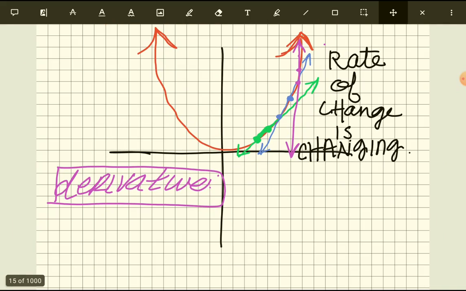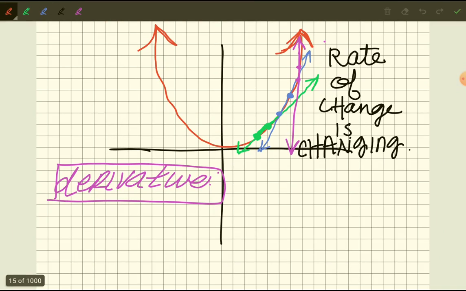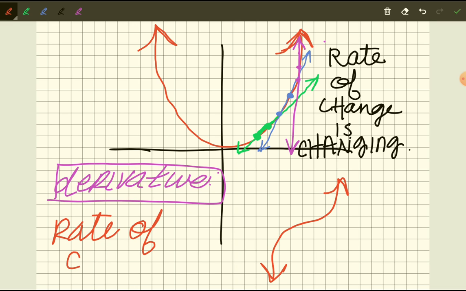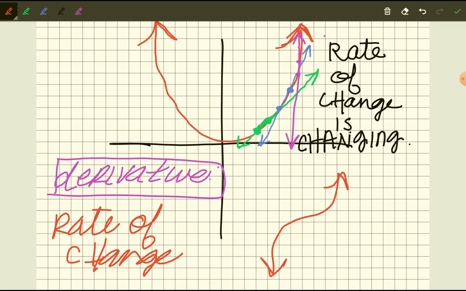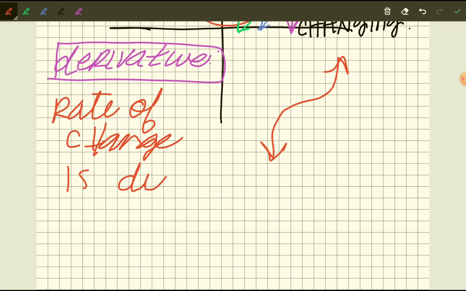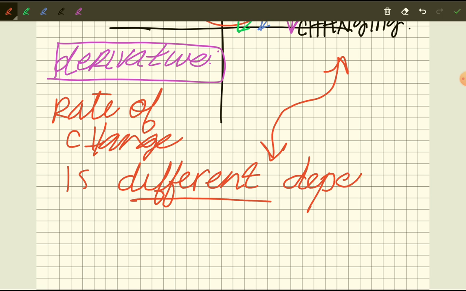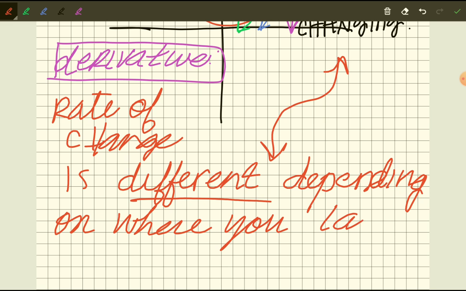So with curves, guys, we know how to find the rate of change with straight lines, with linear equations. It's just rise over run. But when we're talking about anything that has a curve, okay, the rate of change is different depending on where you land or what points you choose on that graph.